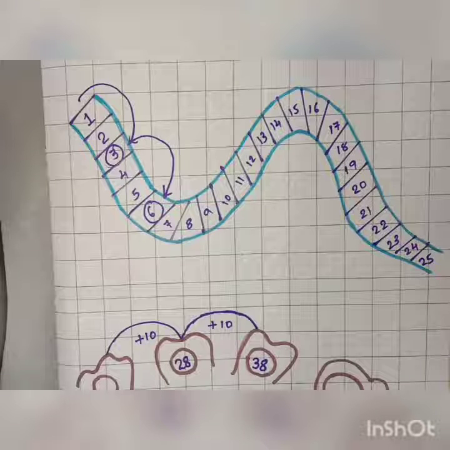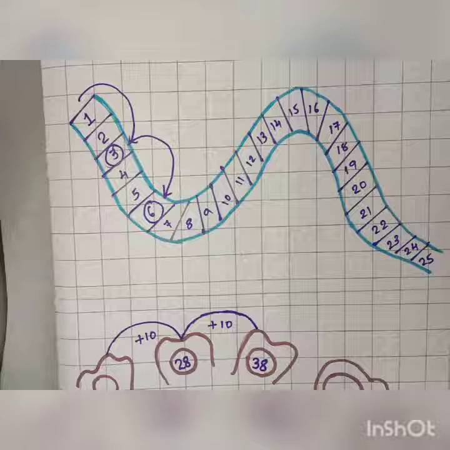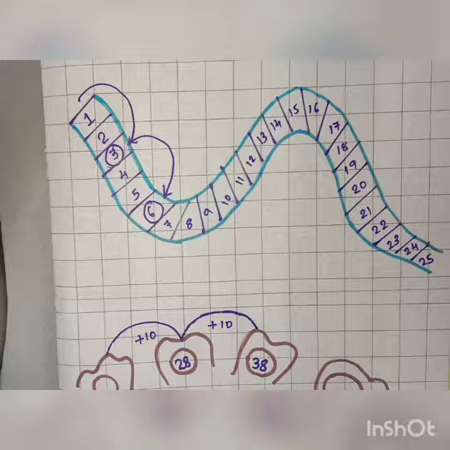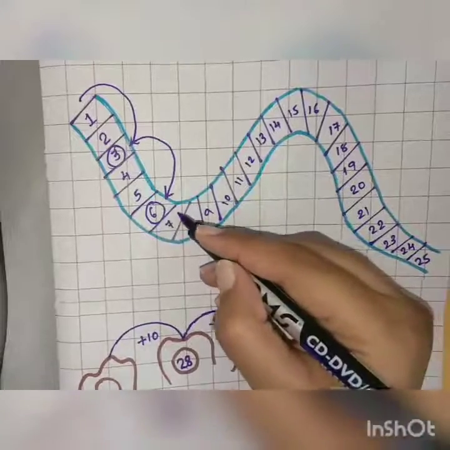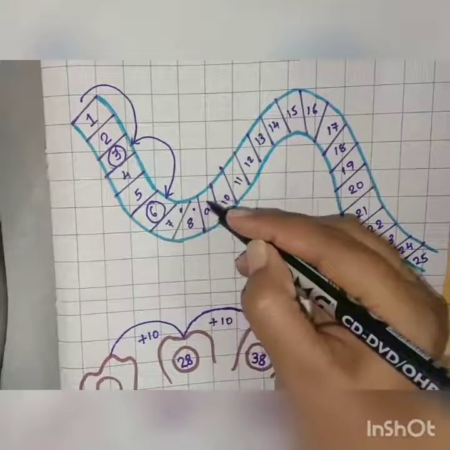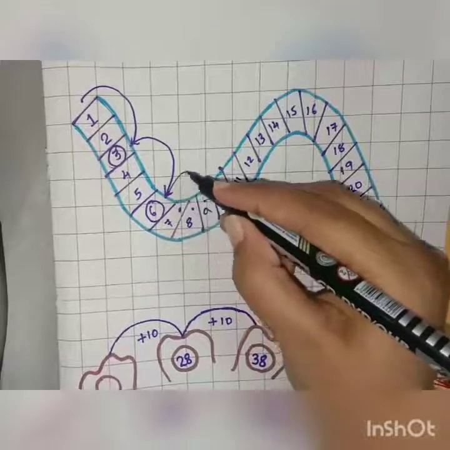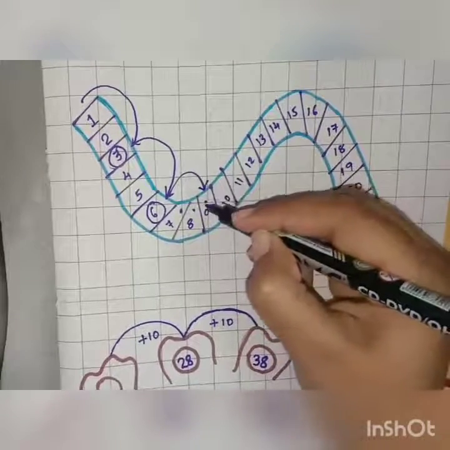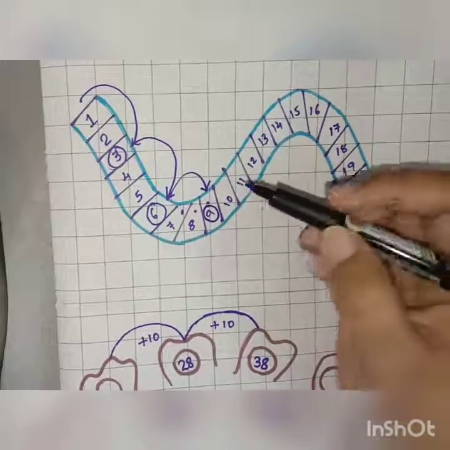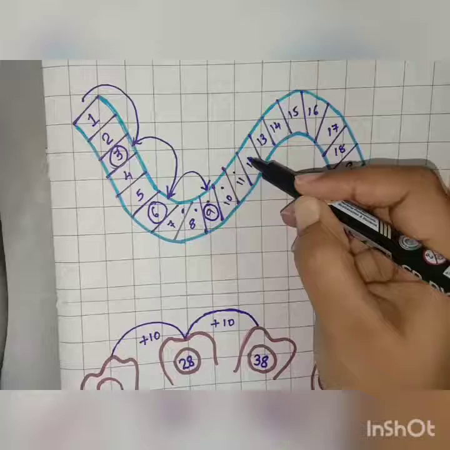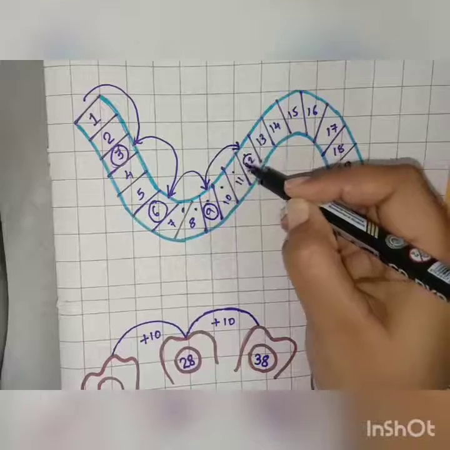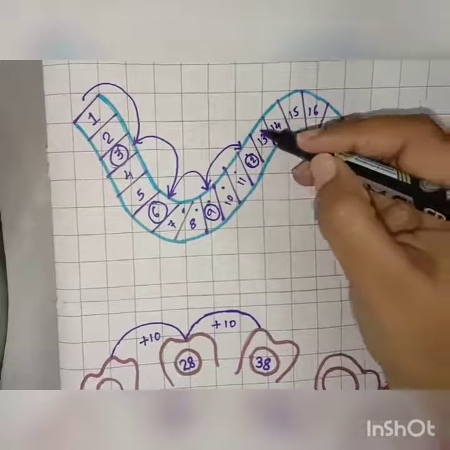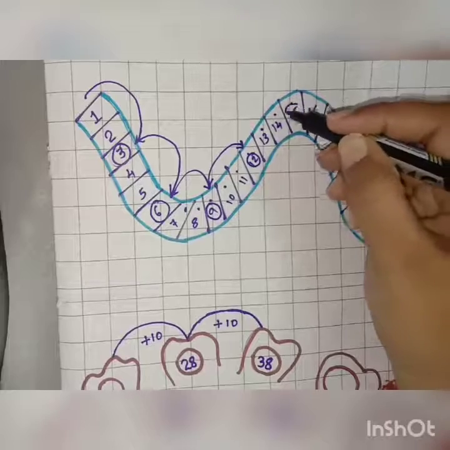Here we have skip counting by 3s. So we have to jump 3 steps at a time. So after 6, if you will jump 3 steps, 1, 2, 3, you will reach at 9. Similarly, after 9, 1, 2, 3, we will get 12. After 12, 1, 2, 3, 15.